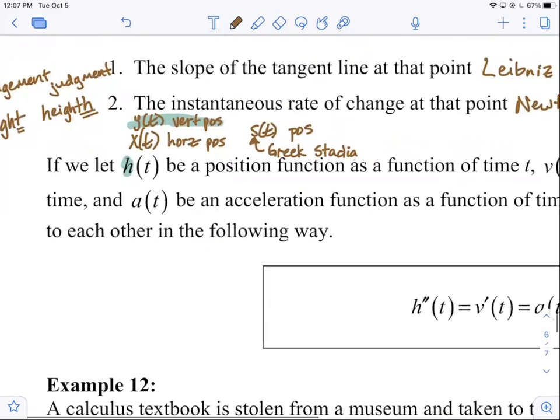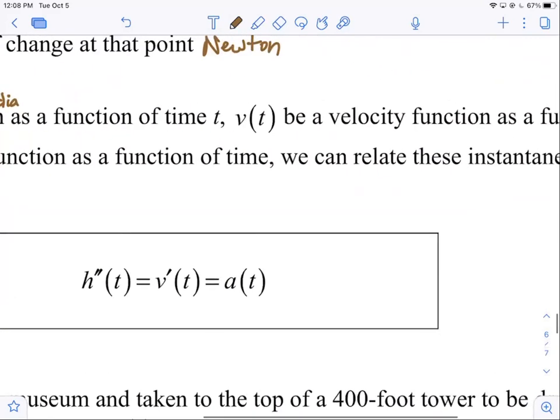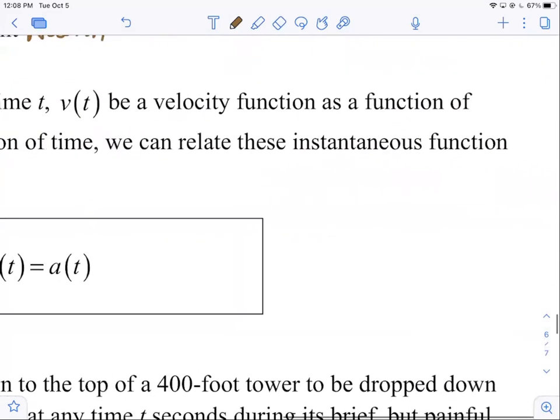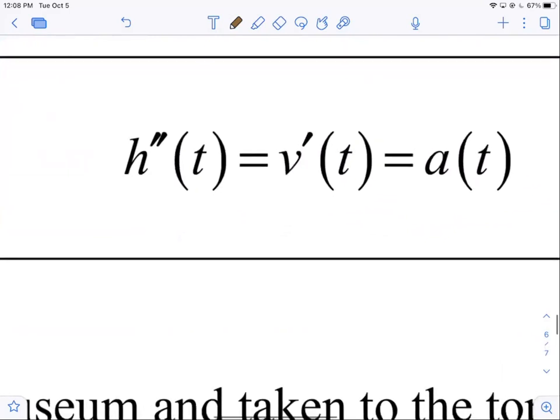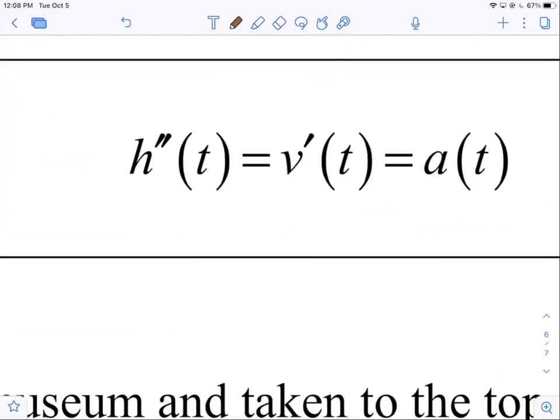All right. So anyway, here we go. Let h of t represent the height or the position function as a function of time. Let v of t be the velocity, and let a of t be the acceleration. We can relate those three kinematic equations together in the following way.